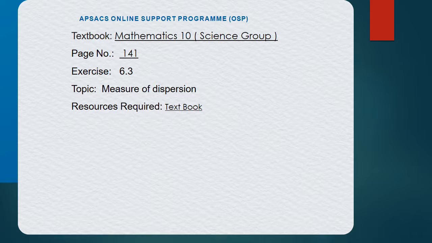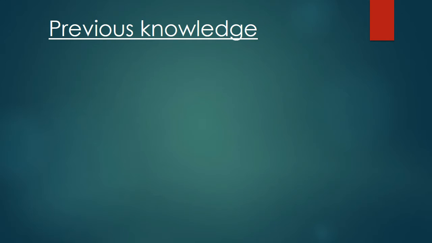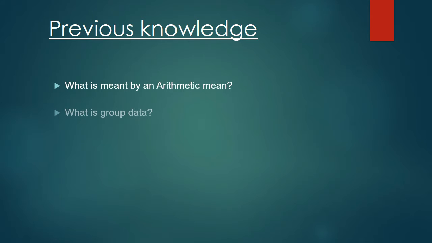Zafar Khattak. Textbook: Mathematics 10 Science Group, page number 141, Exercise 6.3. Topic: Measure of Dispersion. Resources required: textbook. Previous knowledge. Number 1: What is meant by an arithmetic mean? What is grouped data? Define class interval.